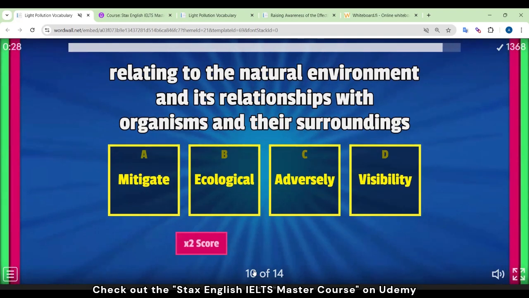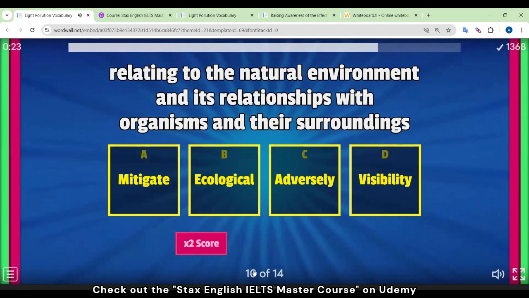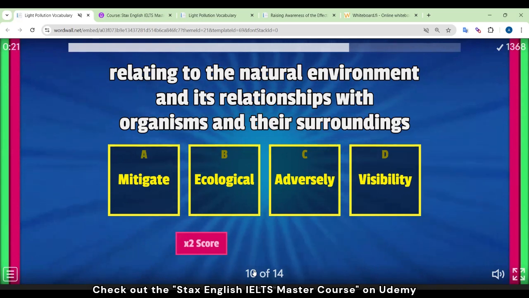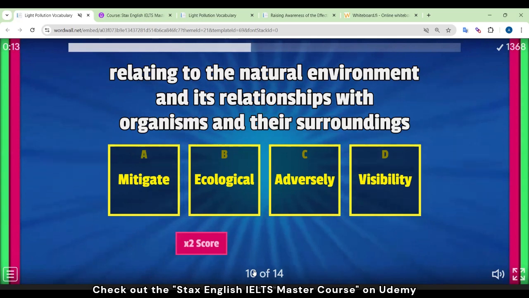So this is relating to the natural environment and its relationships with organisms and their surroundings. This is an adjective to describe the environment, nature, animals, trees, plants, rivers, lakes, and streams, and how they all work. Ecological. Ecological is right. Well done.